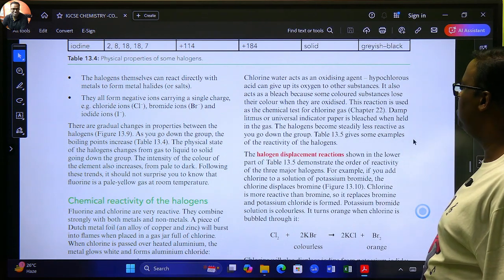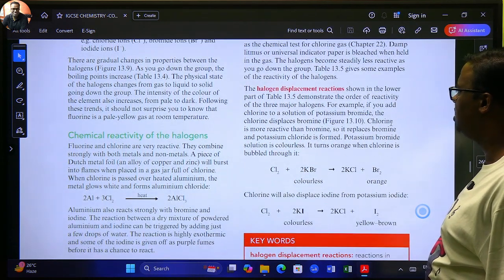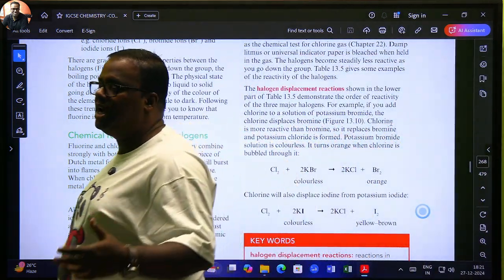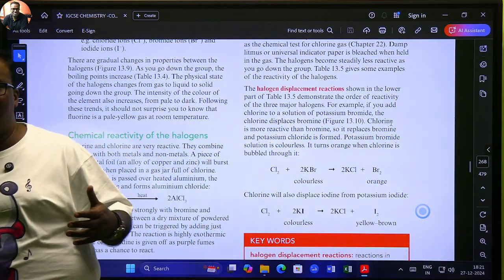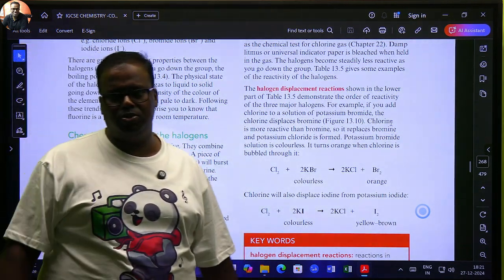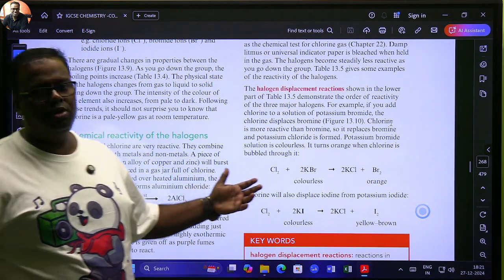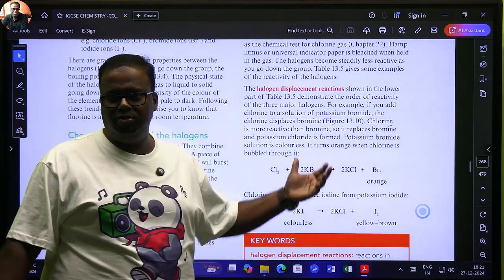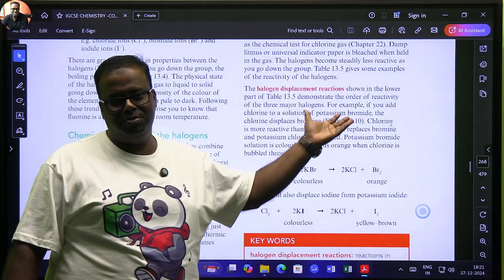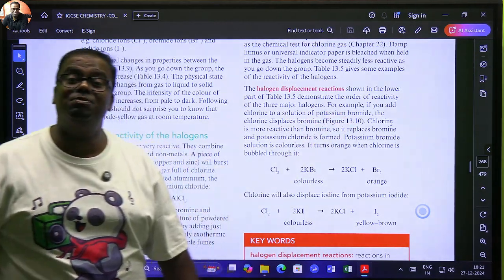Halogen displacement reaction. What is a displacement reaction? I always say displacement reactions are those in which a more reactive element will displace a less reactive one. Typical Bollywood film type story: a rich guy with a bigger bike and stylish car will take the girlfriend away from a poor guy. That is called displacement reaction. That's called single displacement reaction.